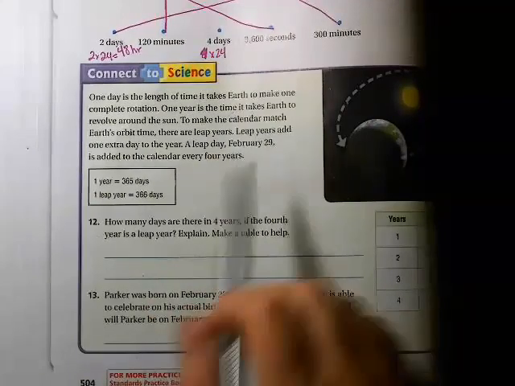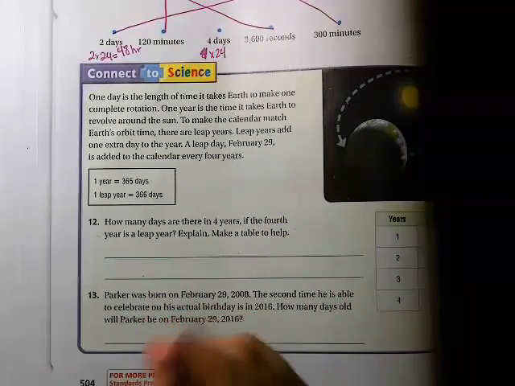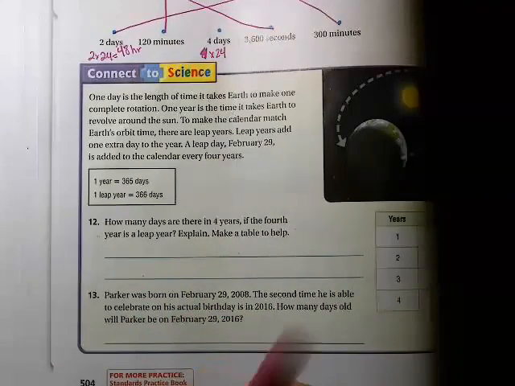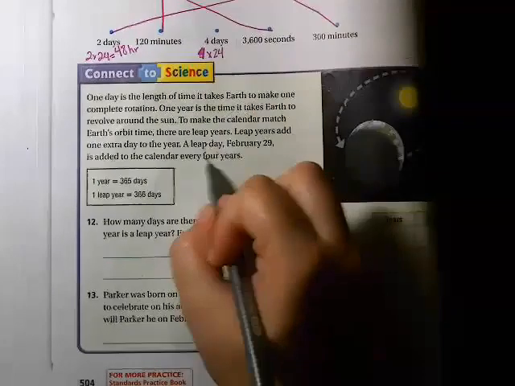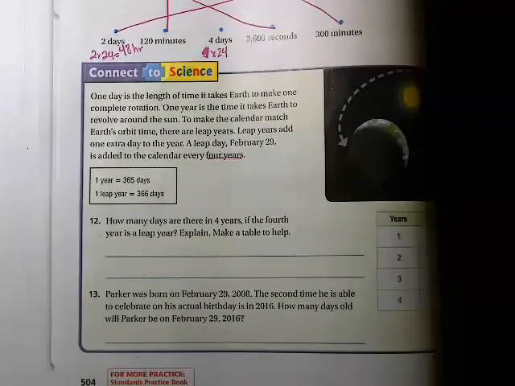To make the calendar match Earth's orbit, there are leap years. Leap years add 1 extra day to the year. A leap day, which is February 29th, is added to the calendar every 4 years. So every 4 years we have a leap year.